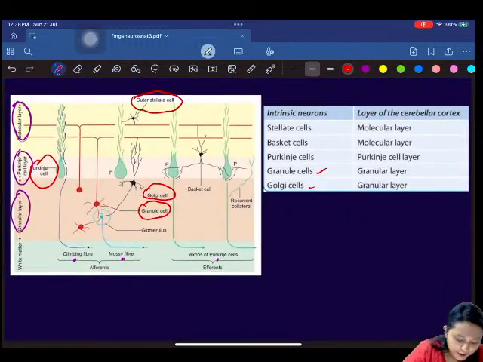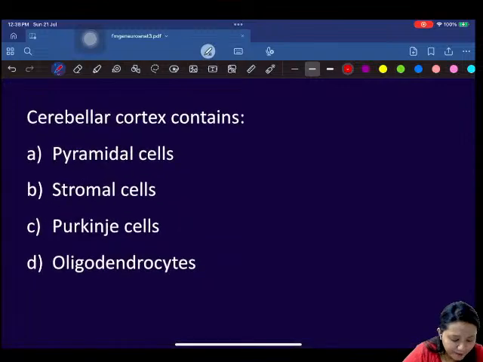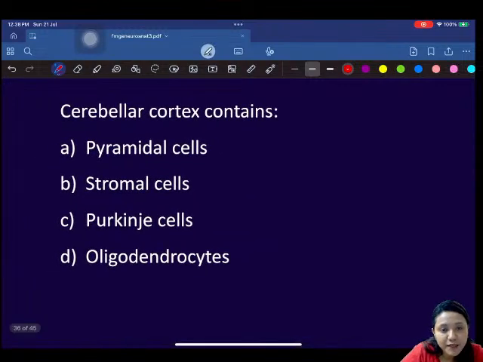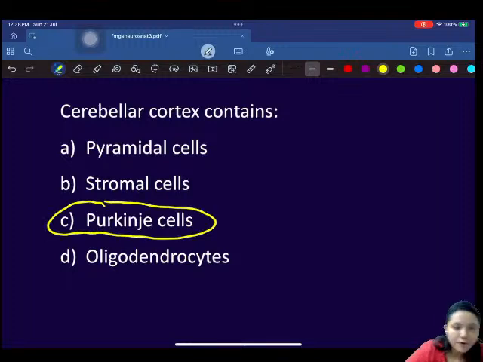So a question came on this. In the cerebellar cortex, which of the following cells? They have given pyramidal, stromal, oligodendrocytes, and the Purkinje cells. So I want a quick answer from you. Cerebellar cortex has which cell among these? Just now we have studied that you have a Purkinje layer. So you have the Purkinje cells. Okay, in the cerebellar cortex you have the Purkinje cells.